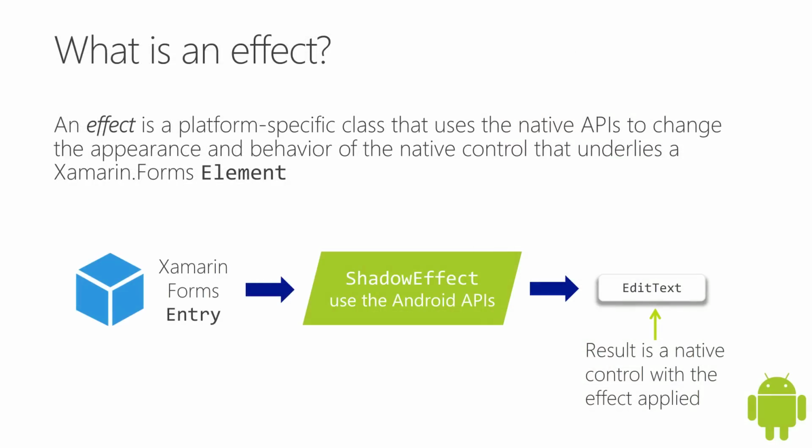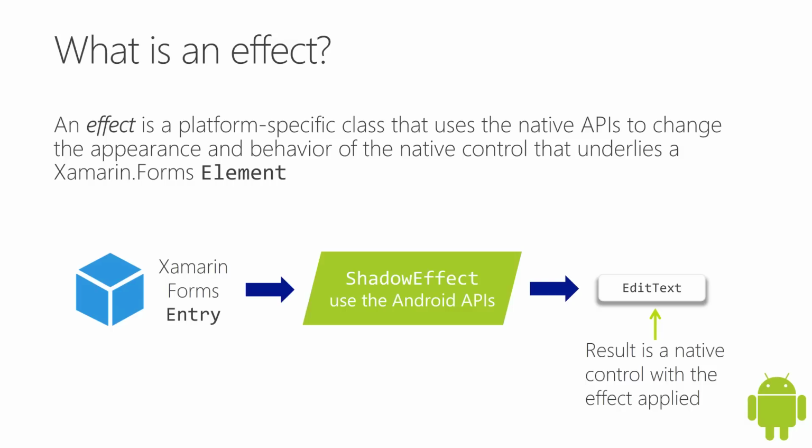So what exactly is this effect? Well, it is a platform-specific class that resides in the platform-specific project. It can use the native APIs because it's in the platform project, and it can use those to change the appearance and the behavior of the native control that's created by the Xamarin.Forms renderer.